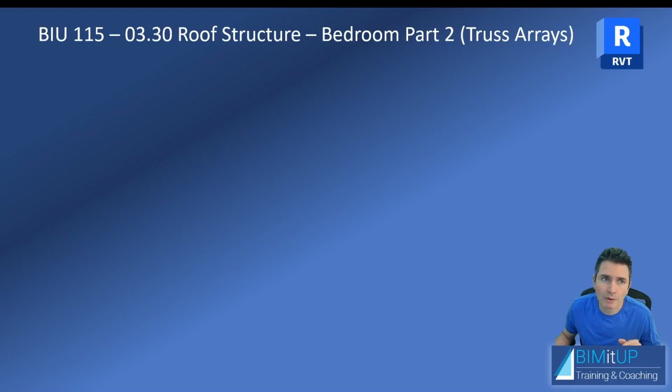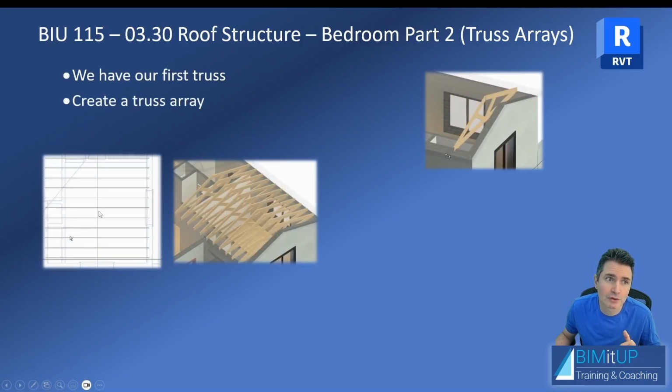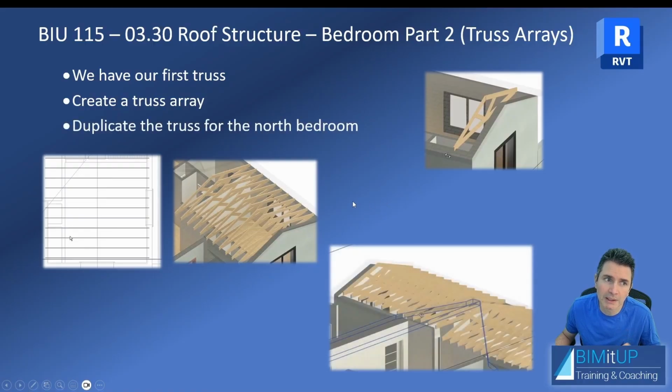We're going to keep going with the roof structure. This is going to be bedrooms part 2. If you haven't watched part 1, go ahead and watch it now and come back. Now, we have our first truss. What's the next step? The next step is going to be creating a truss array. And then, similar to this truss array, we're going to duplicate the truss to a truss where we're going to modify the width a little bit so that it fits the north bedroom. And then we're going to finish the north bedroom.